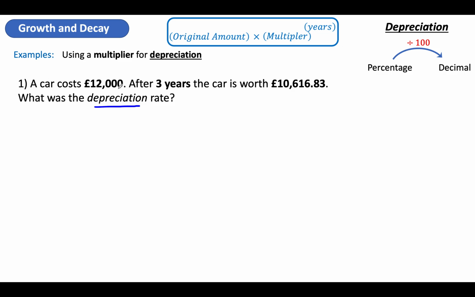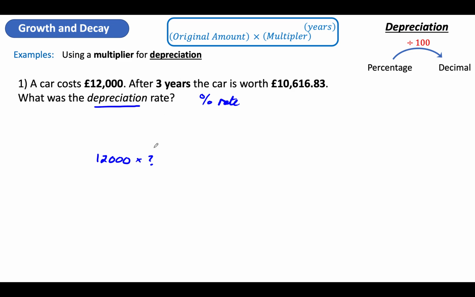Right, a car costs £12,000. After 3 years, the car is worth 10,616. What was the depreciation rate? What is the percentage rate that was used to reduce it? Well, let's think about our formula. If I was using my formula, I'd start with my original amount. I would then times it by my multiplier. Now, I don't know what the multiplier is, so we'll put a question mark.